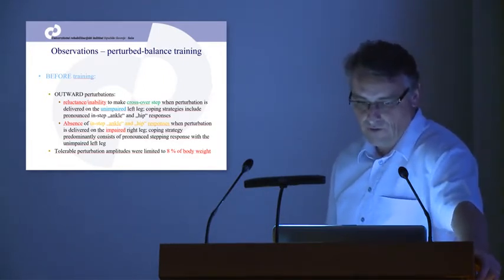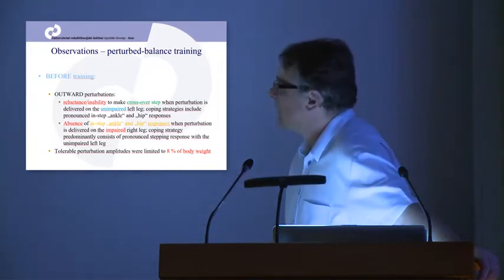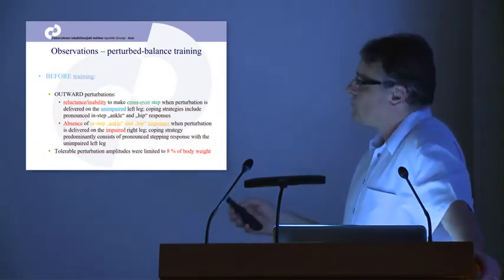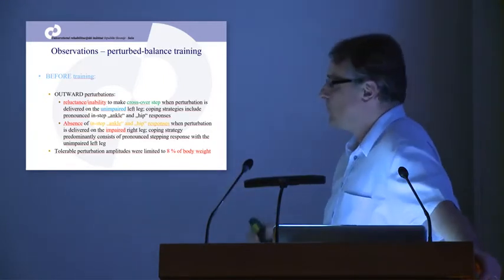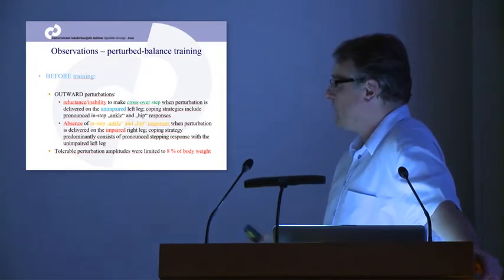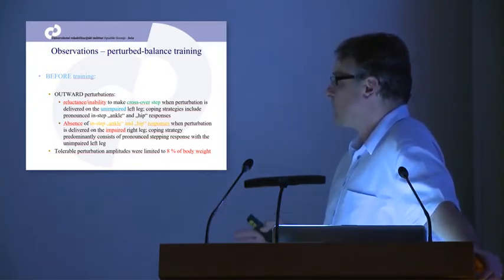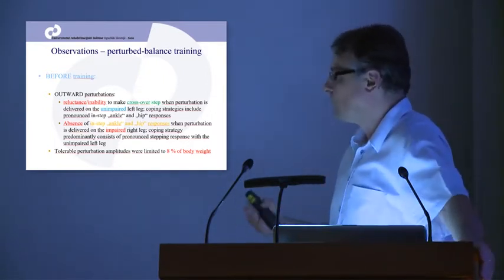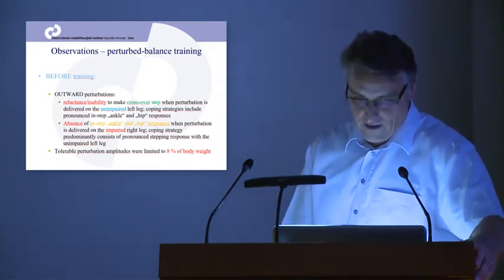There was also absence of instep, ankle, and hip responses when the perturbation was delivered on the impaired right leg. And also prior to the training, again, let me remind you that these patients had a functional ambulation category of 5. They were capable of successfully negotiating perturbations up to 8% of body weight, which is not sufficient for, let's say, functional responses in everyday life.